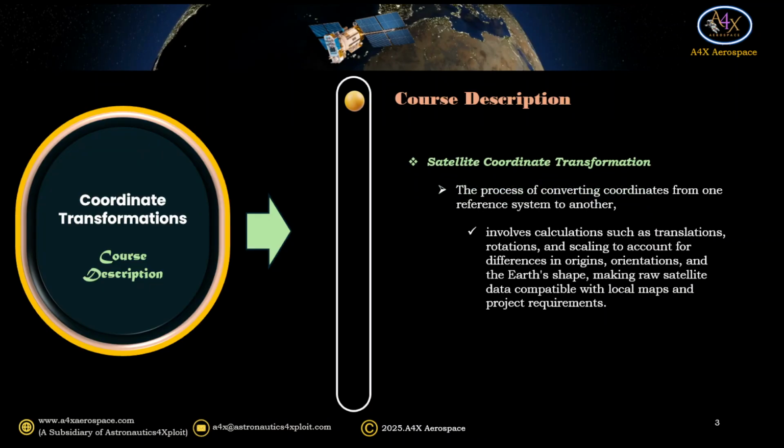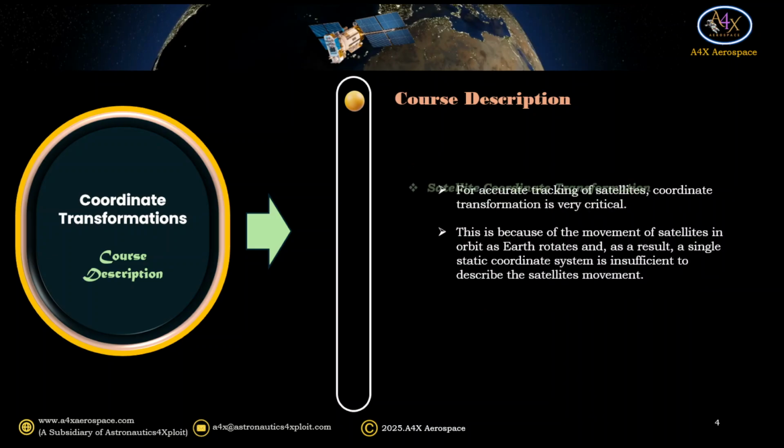Satellite coordinate transformation. The process of converting coordinates from one reference system to another involves calculations such as translations, rotations, and scaling in order to account for differences in origins, orientations, and Earth shape, making raw satellite data compatible with local maps and project requirements.